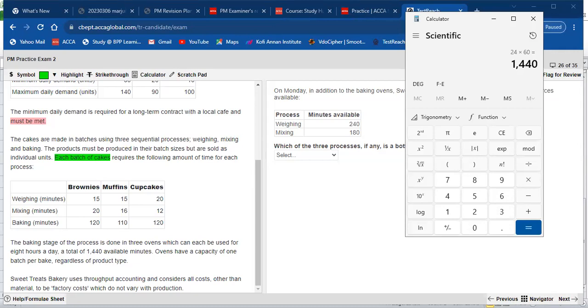Sweet Trees Bakery uses throughput accounting and considers all costs other than material to be factory costs, which do not vary with production. Friends, when we studied throughput accounting, we said that is the costing method in which the only variable cost is materials, and that all other costs are considered to be fixed. And the terminology for them is factory cost. That's fixed cost.